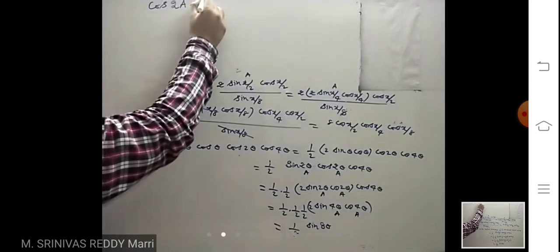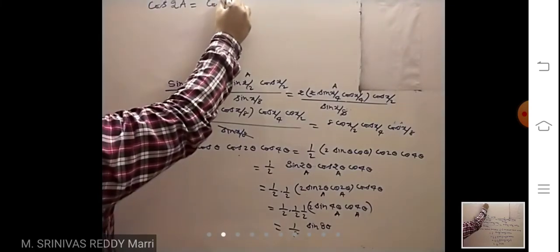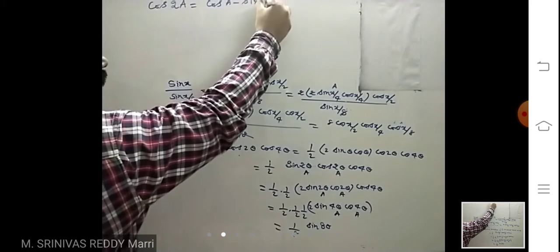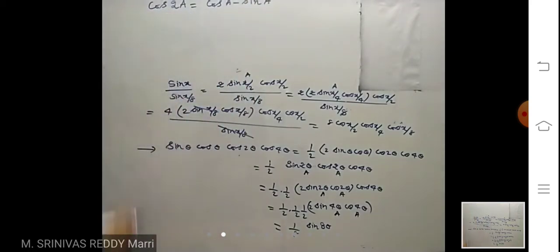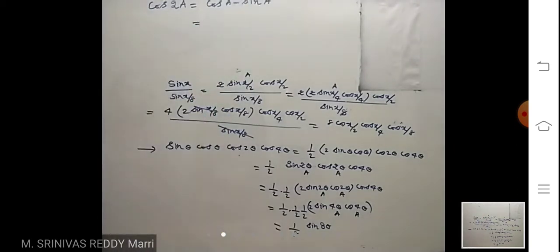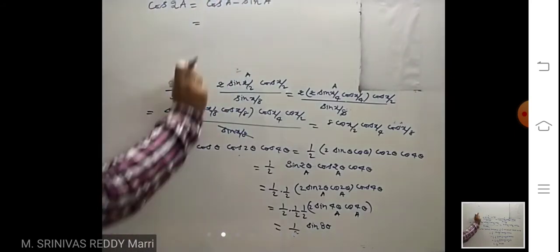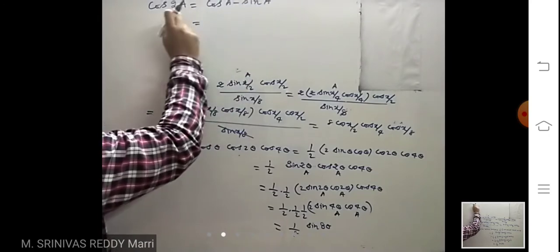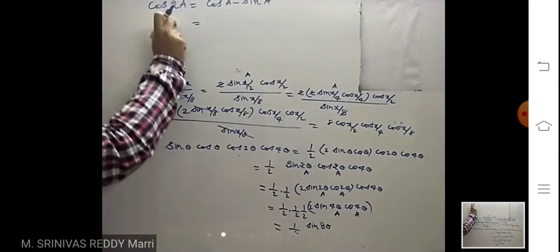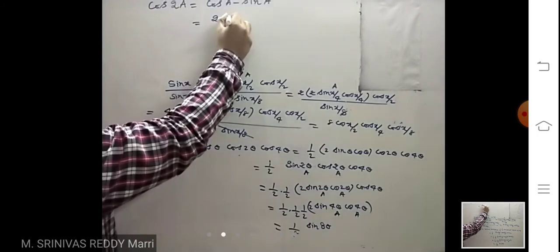Cos 2A formula is cos square A minus sine square A. Proof is left to you. So remember this formula, cos square A minus sine square A. If you want to write cos 2A in terms of both cos and sine, it is cos square minus sine square. Here 2A is there, and the right side will always be half the angle of the left hand side.